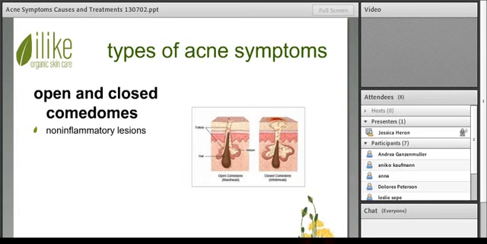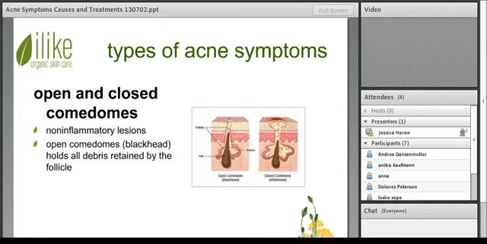Non-inflammatory lesions is what I'm referring to. And that means that there's still a blemish there, but there isn't the redness and the soreness that is associated with the inflammation. Then open comedones or blackheads, they pretty much hold all the debris retained by the follicle. And they rarely develop into the inflammatory lesions.